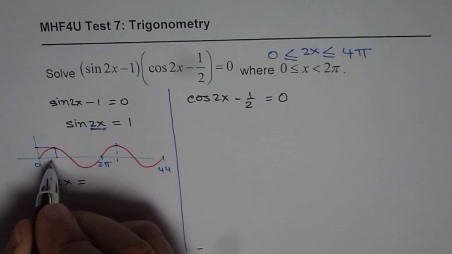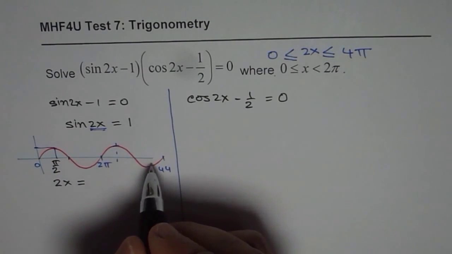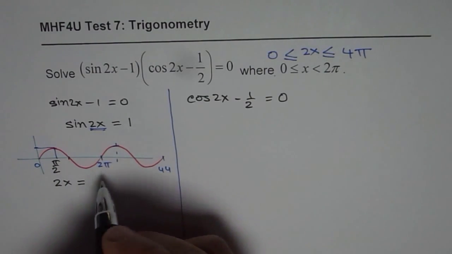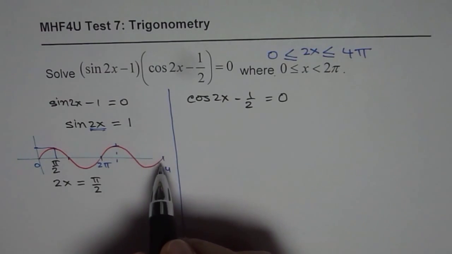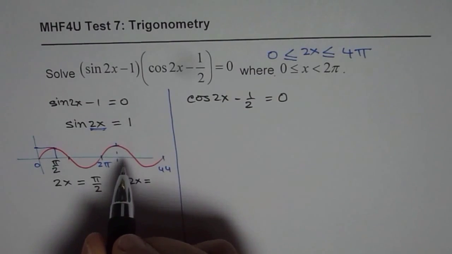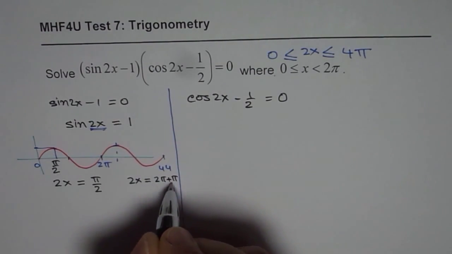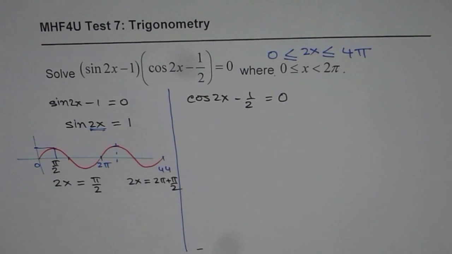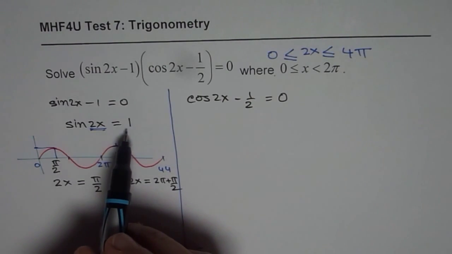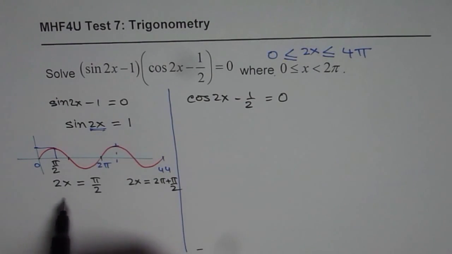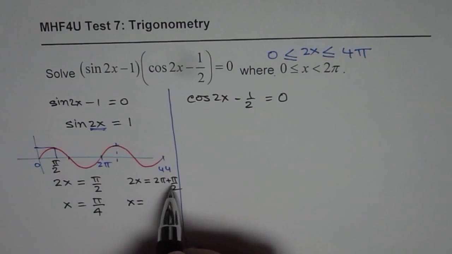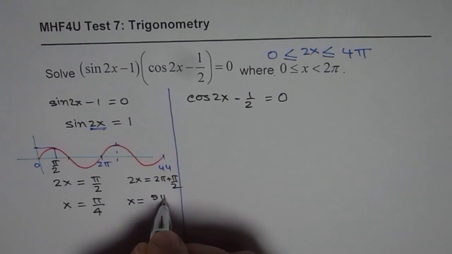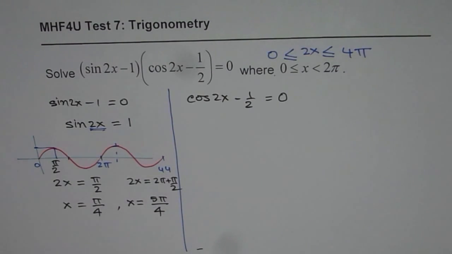That is, 2x is equal to pi by 2, right? And the other value which comes after 2 pi, which is 2 pi plus pi by 2. So one is pi by 2 when this is true, and the other one is after 2 pi. So that is what we need to calculate, and from here we can find what x is, right? So x is equal to pi by 4, or x is equal to, when you add them up, 5 pi by 4. So these are two possible solutions from the first factor, right?